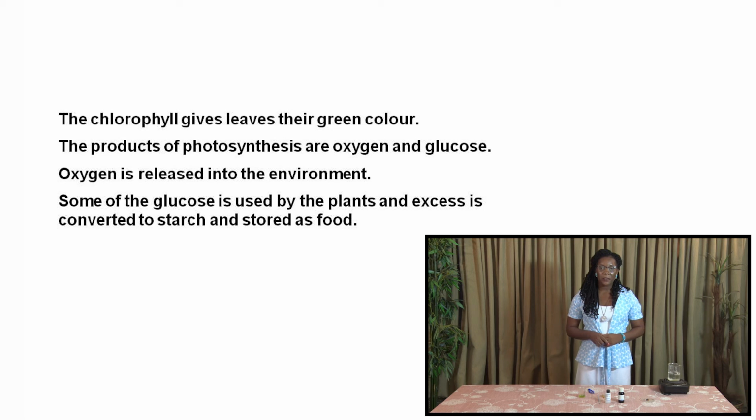The products of photosynthesis are oxygen and glucose. Oxygen is released into the environment. Some of the glucose is used by the plants, and excess is converted to starch and stored as food.